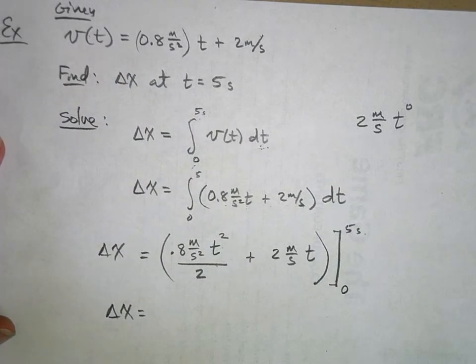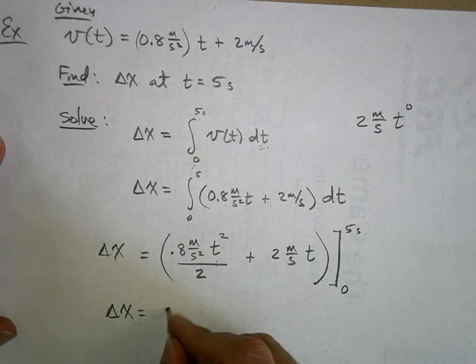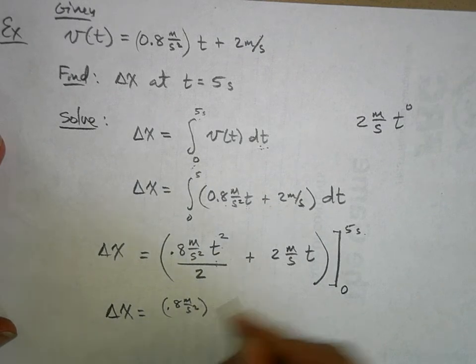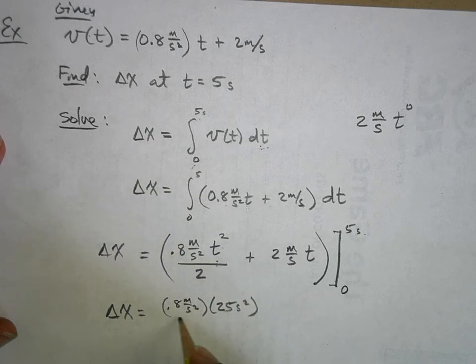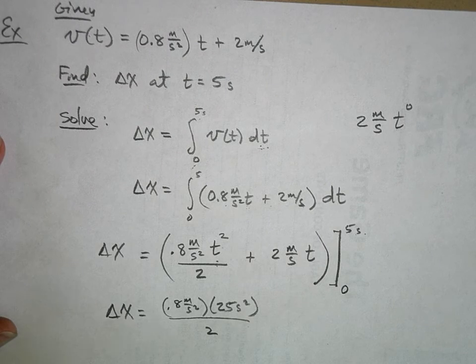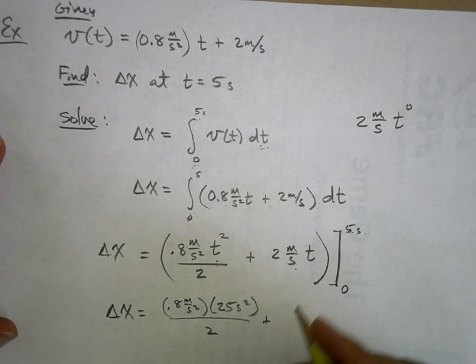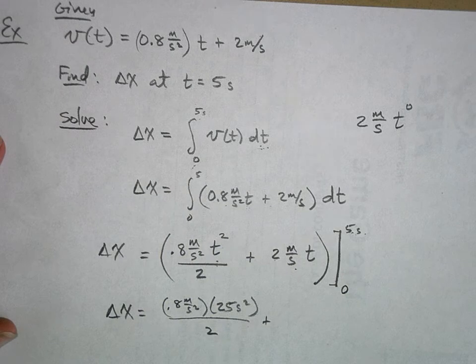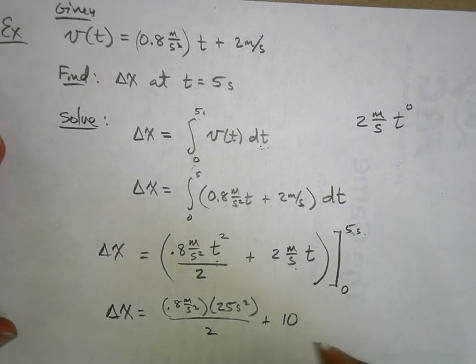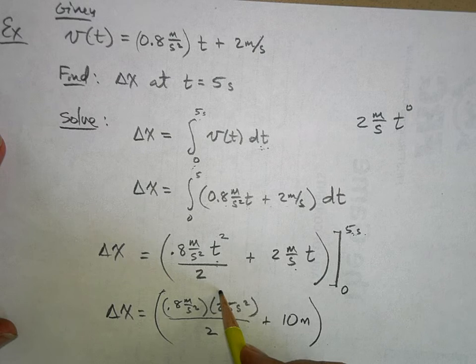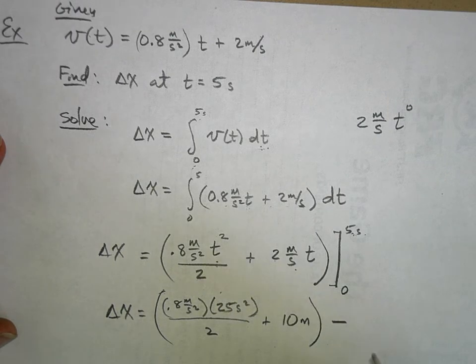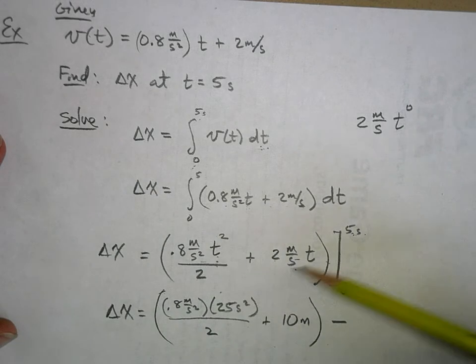Well, this is 0.8 meters per second squared times, let's see, 5 times 5 is 25 seconds squared, divided by 2. Okay, plus, plug your 5 in there, 2 meters per second times 5 is 10. 10 meters. Now this right here is my final position. Now, minus my initial position, well, my initial position happens at my initial time, which is 0. What happens when I plug in 0 to both of these? They're both 0.